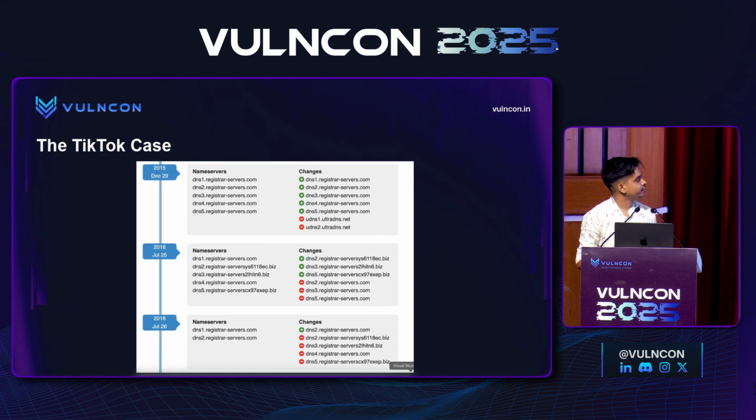Now, this is a real-life case of what happened with TechTalk.com. This happened in early 2016, and I was not able to find a documented case around it, but I found it pretty interesting. So one day I was looking at the DNS history of TechTalk.com. If you look, on July 25th, 2016, it had DNS1.registrarservers.com, DNS2, DNS3, right? And on that particular day, those name servers were deleted and 3 new name servers were added.